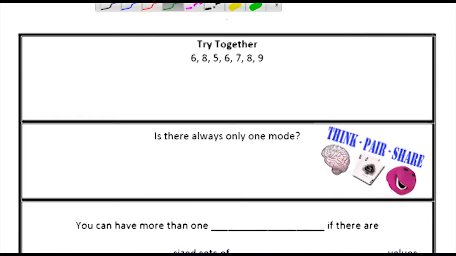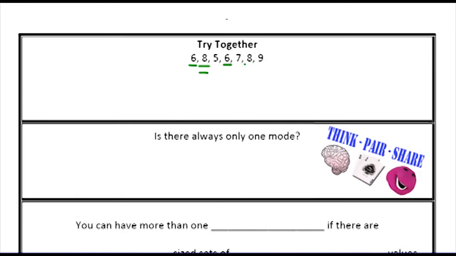Let's try this one. I see 6. Oh, there's another 6. 8. There's 2 8s. 5 doesn't repeat. 7 doesn't repeat. 9 doesn't repeat. So I'm looking at my repeating values. 6 and 8. There's 2 6s. There's 2 8s. It's the same amount. Is there always only one mode? Think about that, and we're going to discuss it a little more tomorrow.